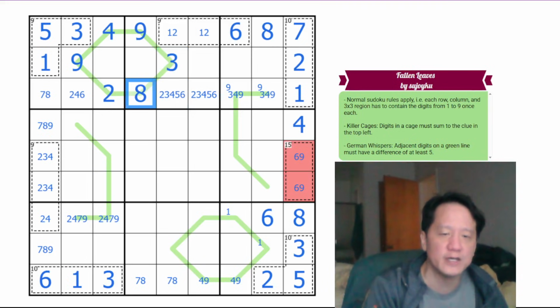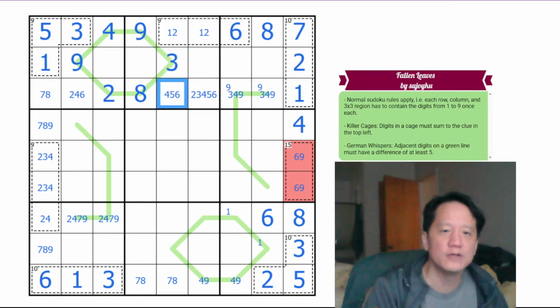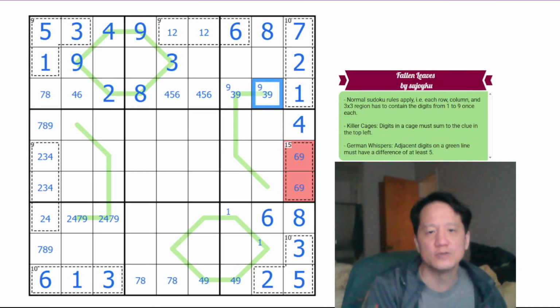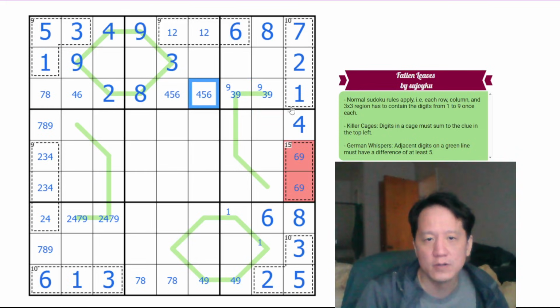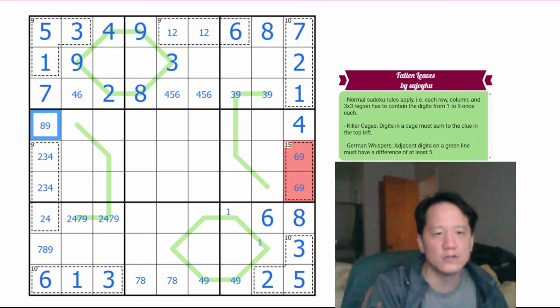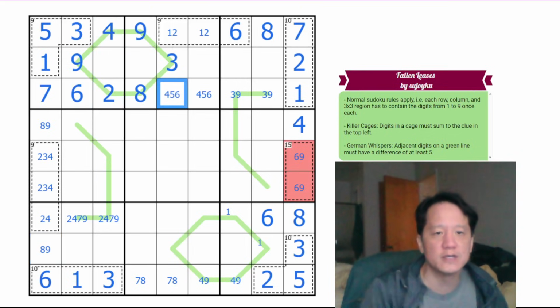So that forces this to be 8, to be 5 or more away from 3. That means this can't be 2 or 3 here because of 2 or 3 in the box here, and this can't be 2. So that leaves a 4, 5, 6 triplet, which eliminates 4, 5, 6 in the rest of the row. So this is a 3, 9 pair. Okay. This 8 eliminates 8 here, so it's 7, which eliminates 7 in the rest of the column. This 4 eliminates 4 here, so it's 6, which means this can't be 6 here. This is 4, 5 pair.